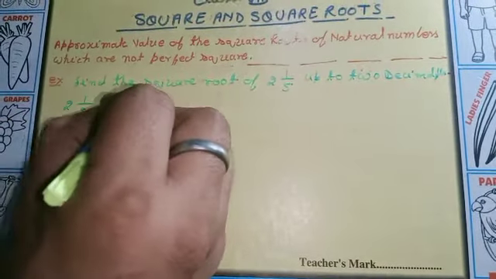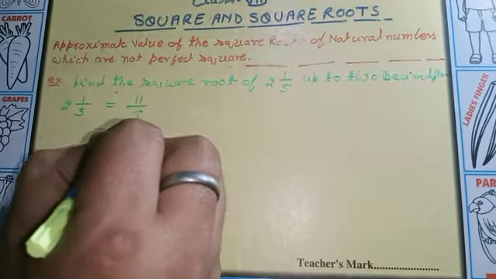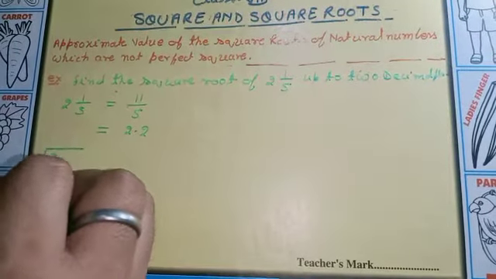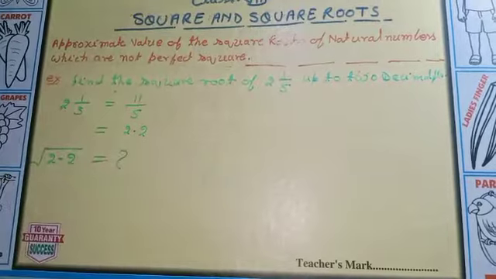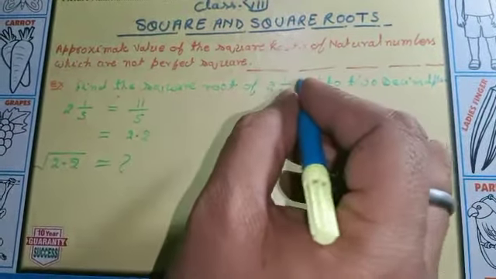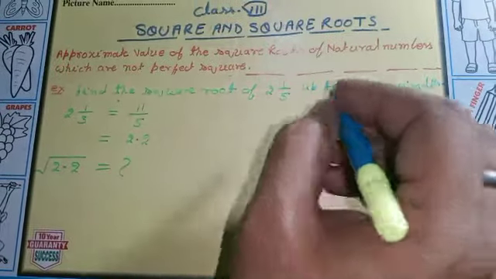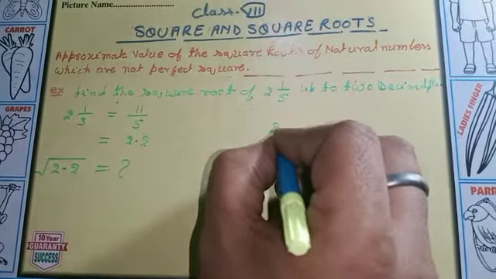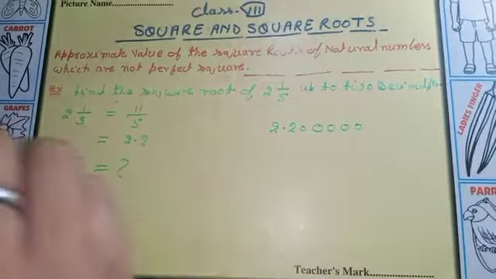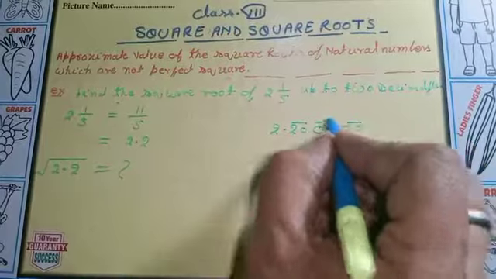Its value is 11 by 5. Now in decimal form, 2.2. So calculate the square root of 2.2. The question is 2 decimal places, so we make 3 pairs of zeros: first pair, second and third. Here is 2.